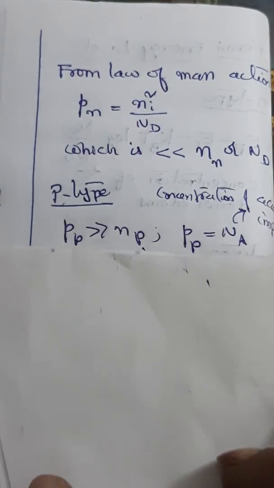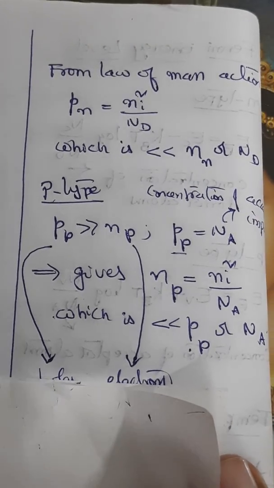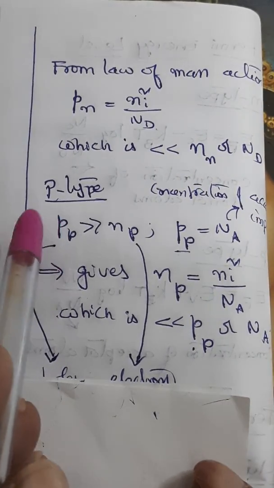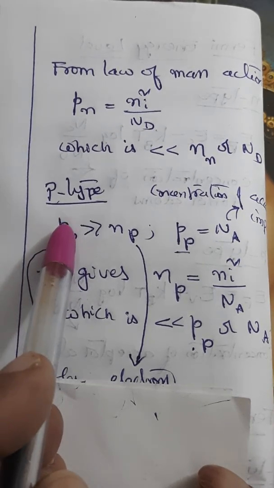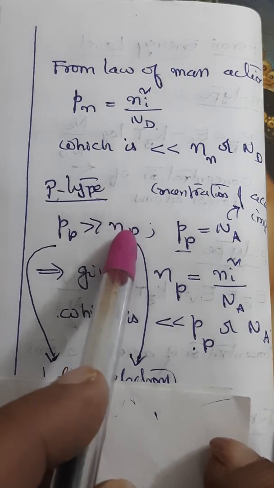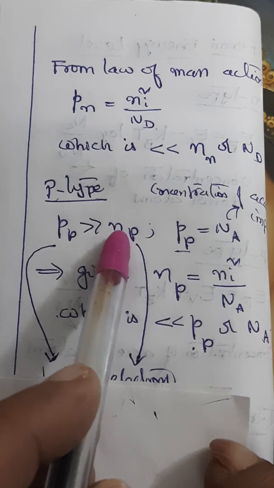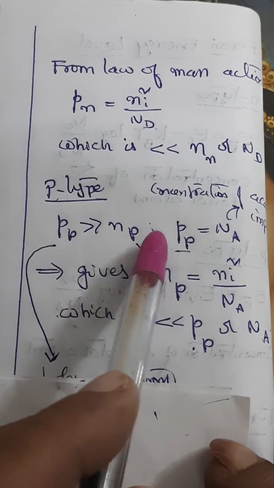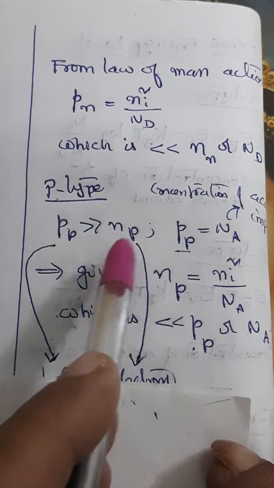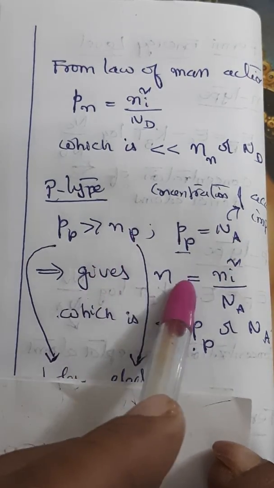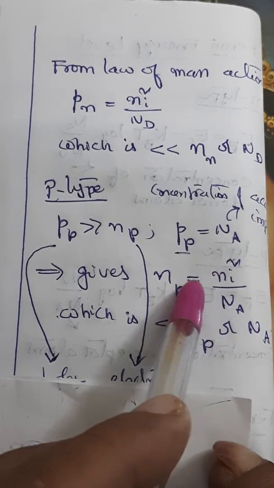Similarly, if you look at p-type, you will get like this. In p-type, holes are majority carriers, so the hole concentration is more than the electron concentration. Therefore p_p is greater than n_p. That is, p_p is nothing but N_a. So that gives the n_p value as n_i squared by N_a. This is much less than p_p or N_a.